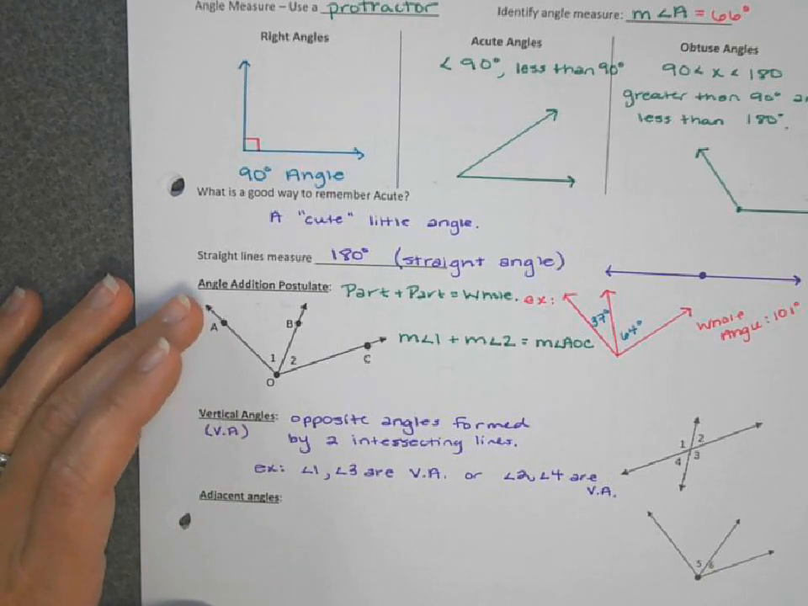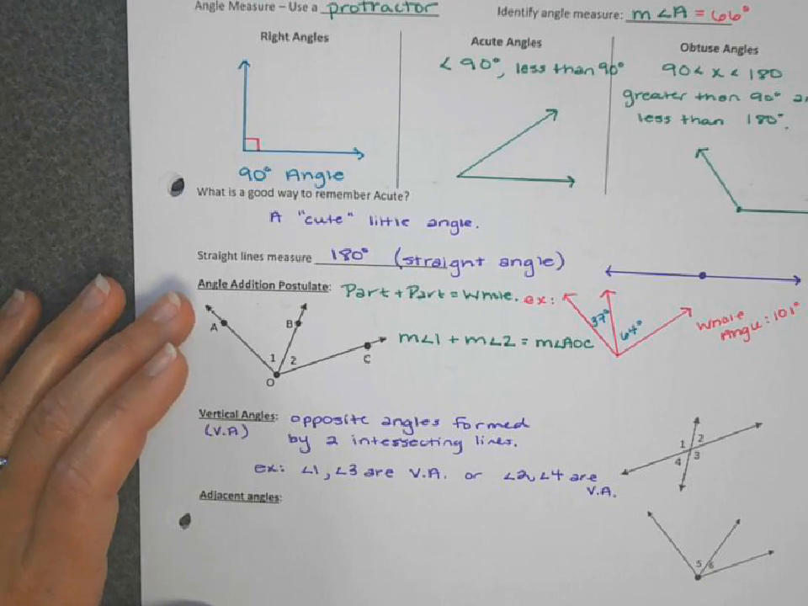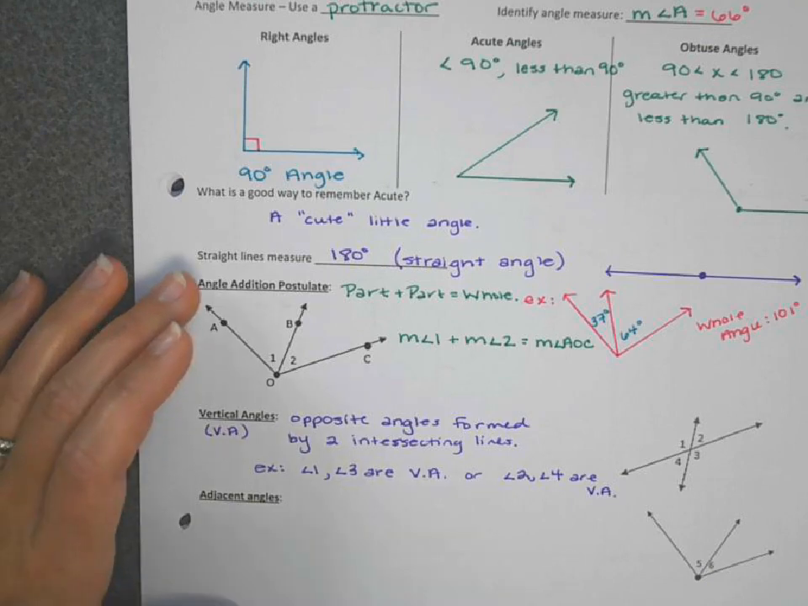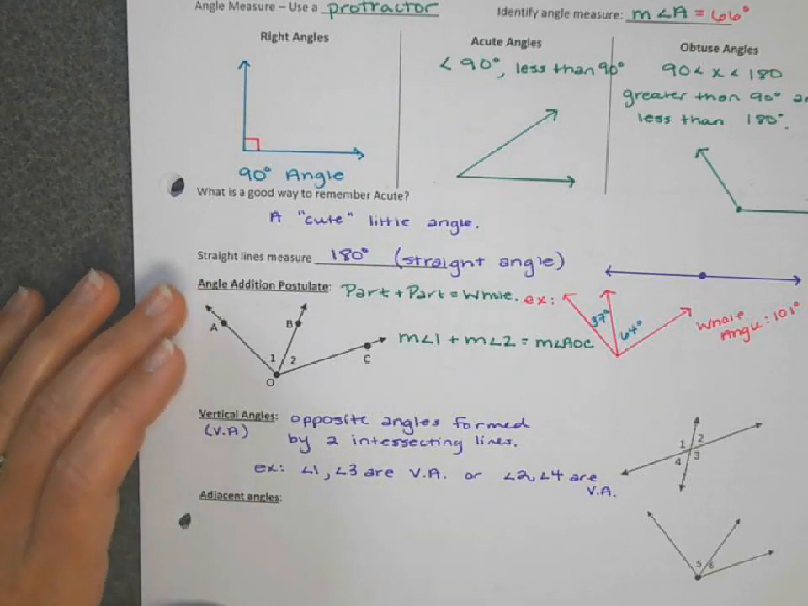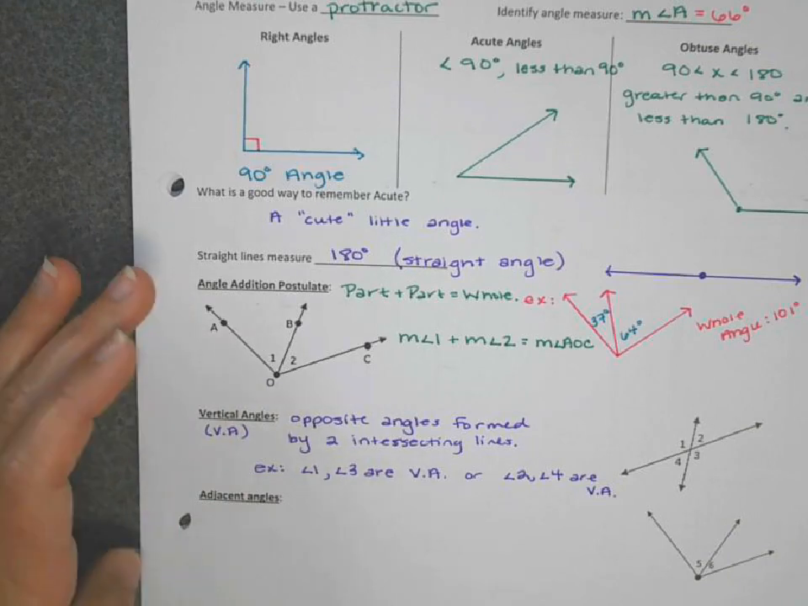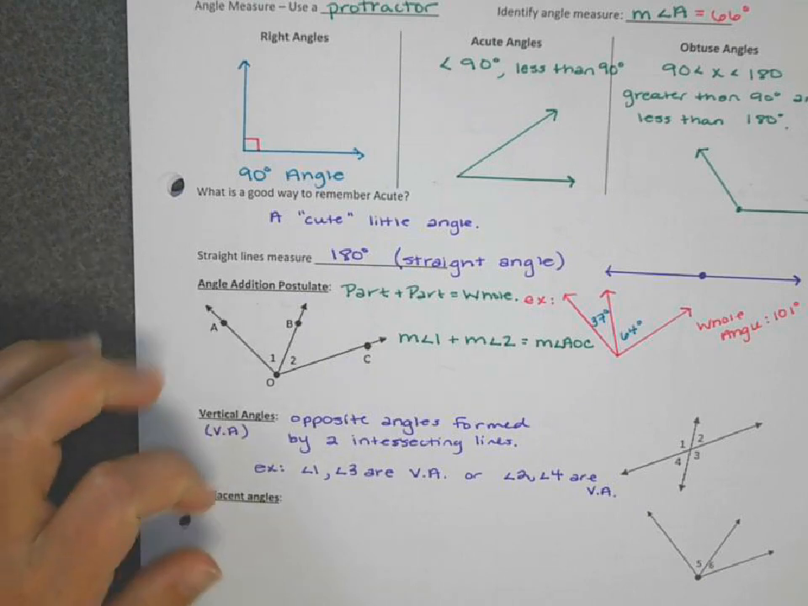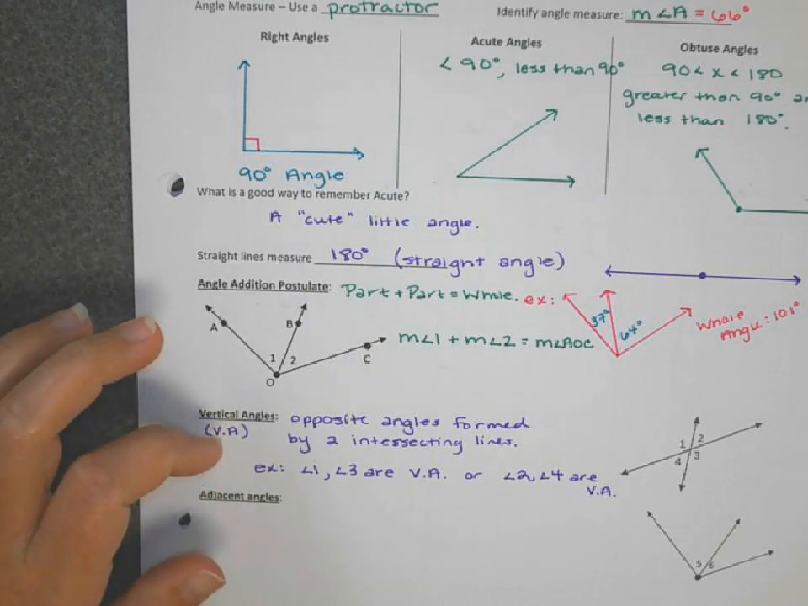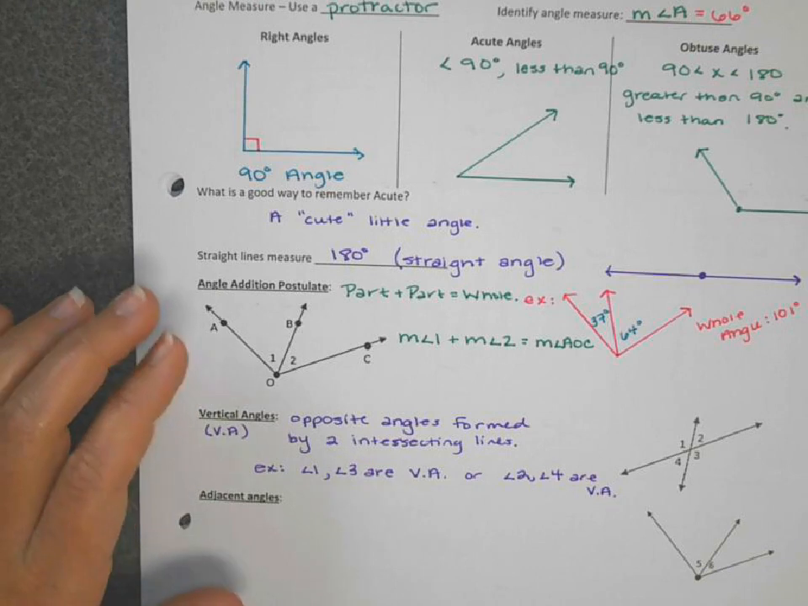Adjacent angles. Does anyone recognize that word adjacent? What does adjacent mean? Anyone know what adjacent means? You've heard the word, you still remember? Okay. It means next to. It means touching. Okay, so if we're talking about adjacent angles, we're talking about 2 angles that are touching one another. So they're going to share a ray.